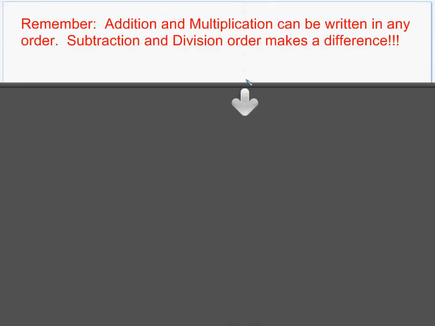Okay, remember, one key part to this that sometimes gets thrown out the window is that addition and multiplication can be written in any order. So 2 plus 3 and 3 plus 2, same thing. 5 times 10 and 10 times 5, same thing. But subtraction and division, the order makes a difference. So when you're translating the phrases, translating the sentences, you need to make sure you keep your subtraction and division in the same order, okay? 10 minus 4 is not the same thing as 4 minus 10. So you need to keep that in mind.